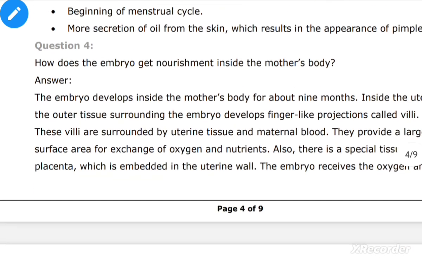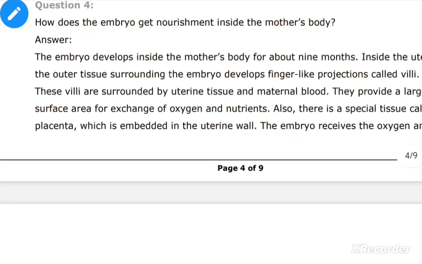Next question, how does the embryo get nourishment inside the mother's body? The embryo develops inside the mother's body for about 9 months. Inside the uterus, the outer tissue surrounding the embryo develops finger-like projections called villi. These villi are surrounded by uterine tissue and maternal blood.